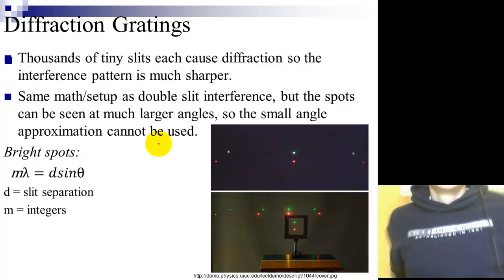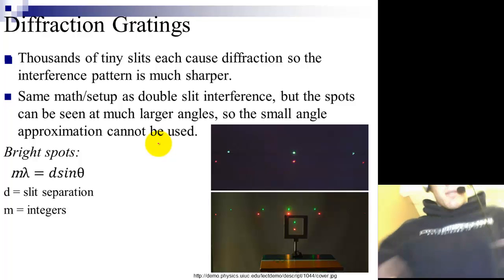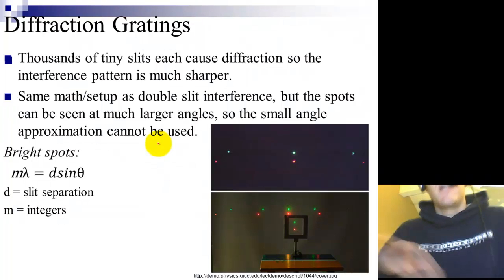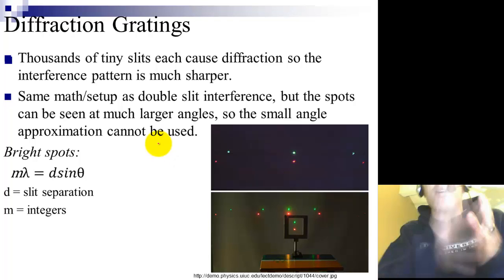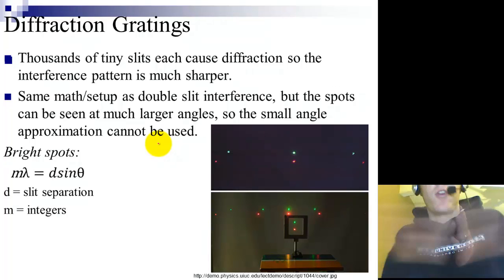Okay, just a couple topics left. Next up is diffraction gratings. So if you can get a pattern like this from just one single slit or a pair of slits, you can imagine how much nicer and cleaner the pattern is going to be if you have hundreds and hundreds and hundreds of slits, maybe even thousands of slits, all next to each other and all equally spaced.